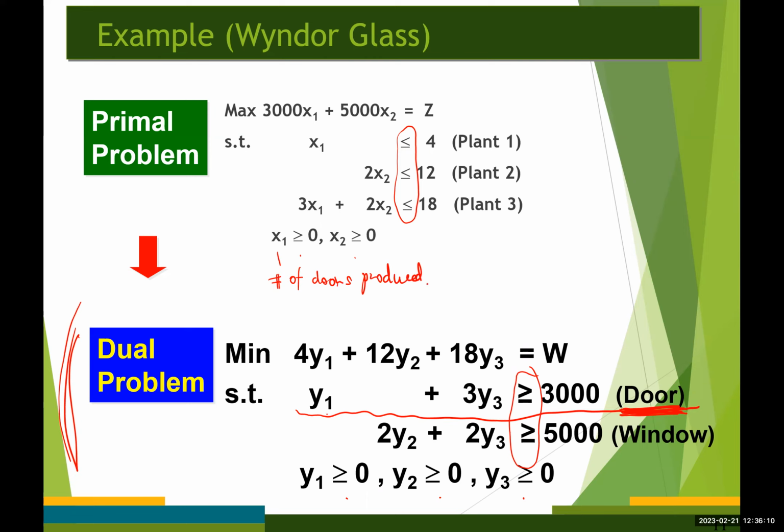Likewise, the second dual constraint is associated with the second primal variable, which is window. So here, X2 refers to the number of windows produced.